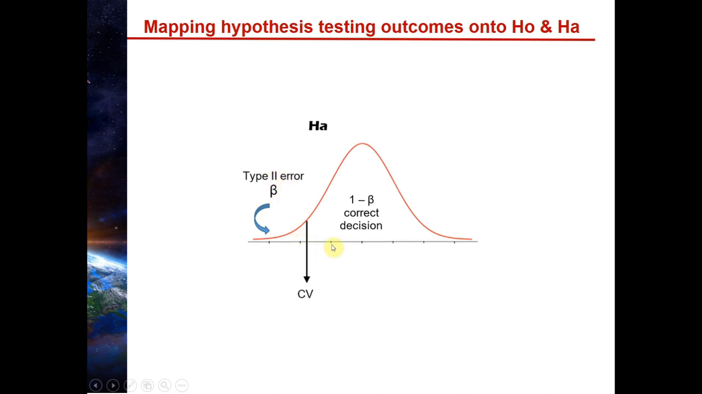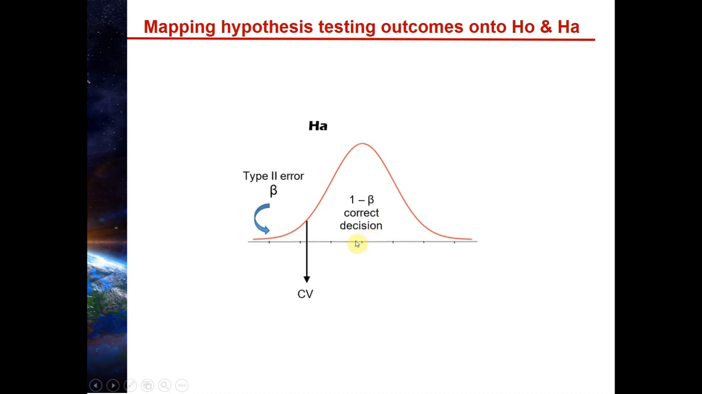Now, what if your TS is larger than your critical value? Well, if it's larger, that means it must fall on this side. And if it falls on this side, it's a high probability event on HA. And so you would more than likely be making a correct decision. But I say more than likely because these are all just probabilities, right? So if you were here and you made that correct decision, that area is measured by 1 minus beta. So this is the probability of making a correct decision.